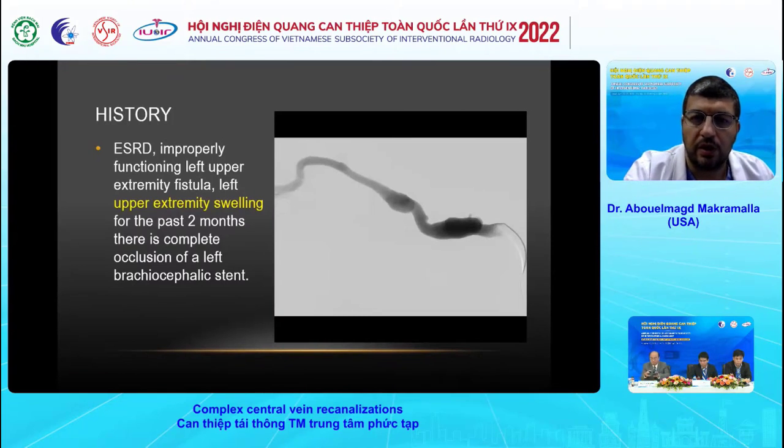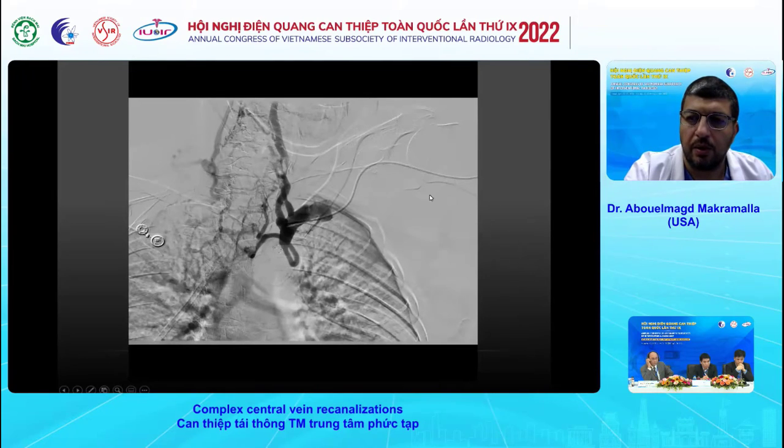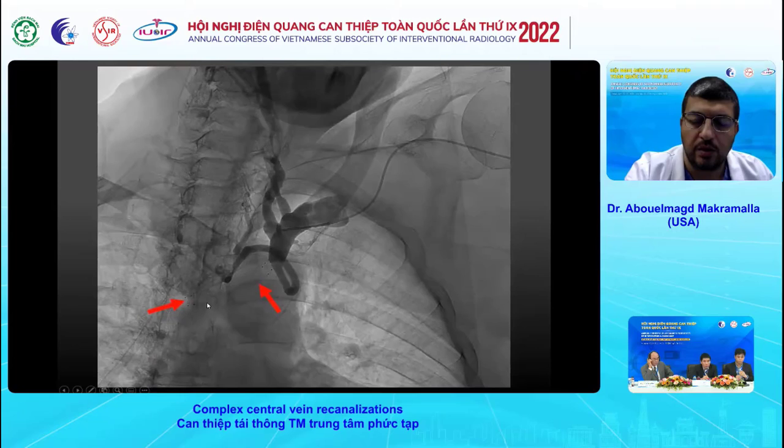So this is a case illustration where this patient has end-stage renal disease with a malfunctioning upper extremity fistula and presents with upper extremity swelling for the past 2 months. The patient had a left brachiocephalic stent that was placed at an outside hospital, and you can visualize here that we are coming through the left upper extremity fistula, and there's still occlusion of the left brachiocephalic vein. There is a stent, as you can see here. This stent is actually very small, and it's not appropriate for the size of the brachiocephalic vein. The patient had severe swelling, and they want to maintain the access through the fistula.